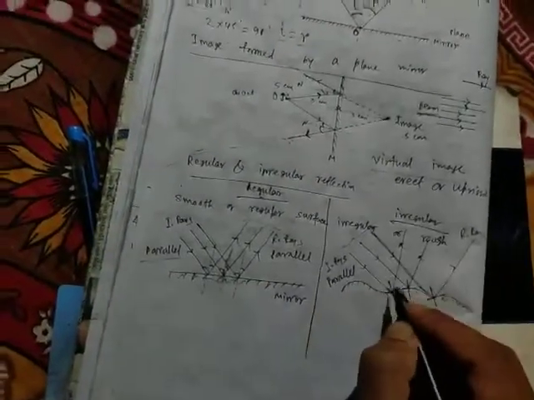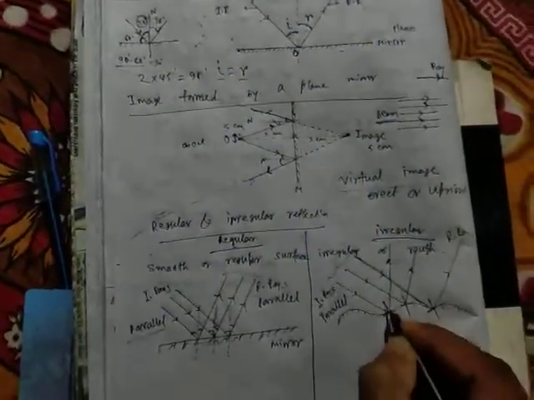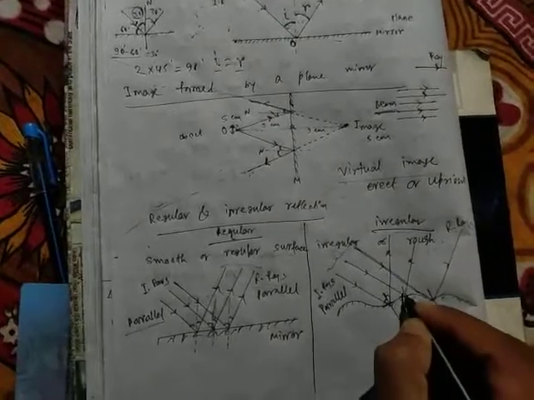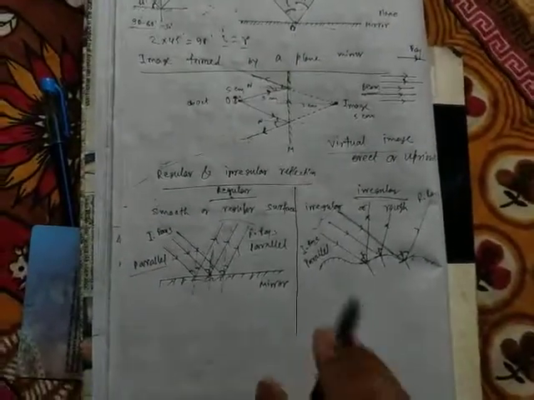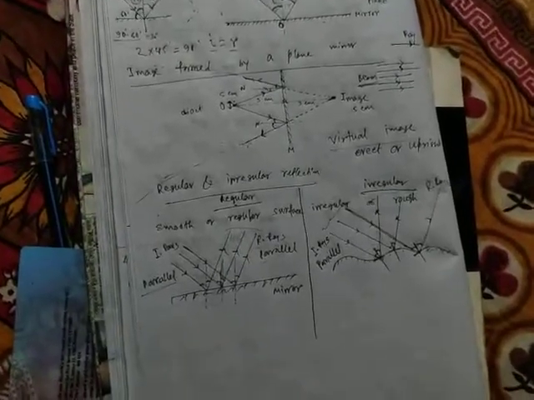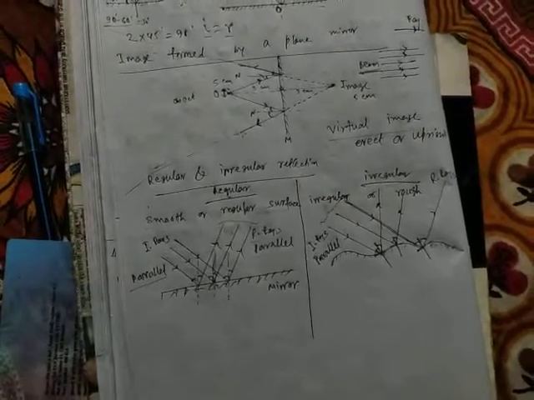And one thing you have to remember, both kinds of reflection follow the laws of reflection. See, angle of incidence equals angle of reflection. For this case also, angle of incidence equals angle of reflection. For both kinds of reflection, laws of reflection are obeyed. Don't think that on the curved surface, I mean reflection on the curved surface, laws of reflection are not followed. This is the wrong concept. This is a very important question.